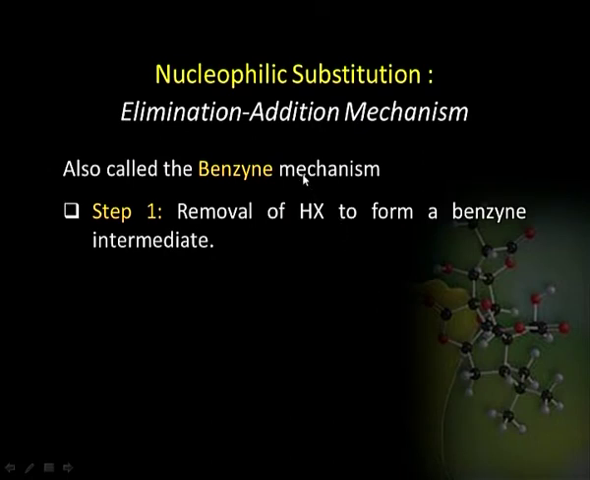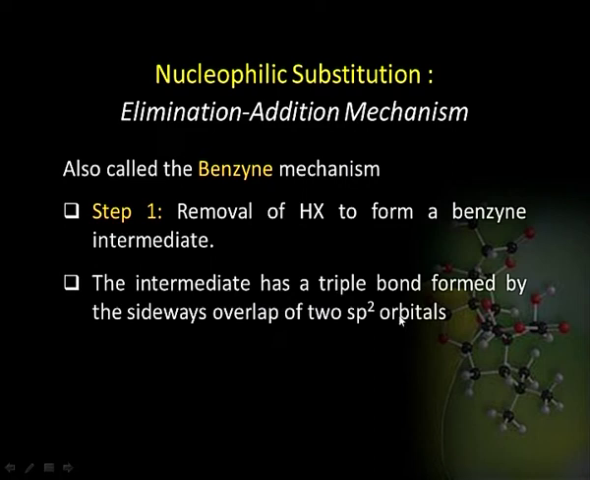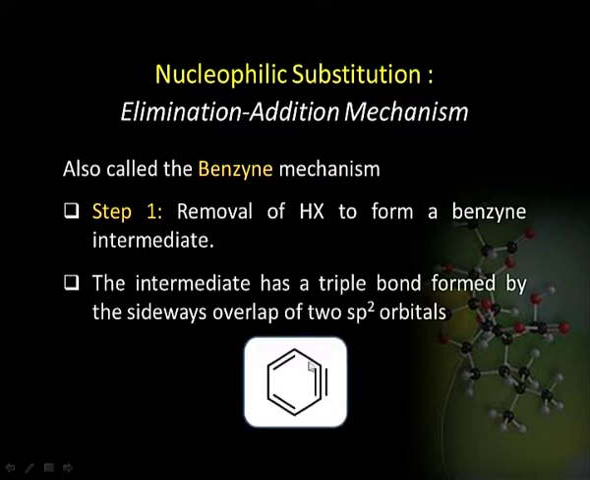and this mechanism is also called as benzyne mechanism, because in the first step removal of hydrogen halide to form a benzyne intermediate takes place. The intermediate has a triple bond formed by the sideways overlap of the two sp2 orbitals. This is the structure of a benzyne molecule. As you can see, the three double bonds are intact. Besides that, there is another bond which gets formed. This triple bond gives rise to the structure of benzyne molecule.